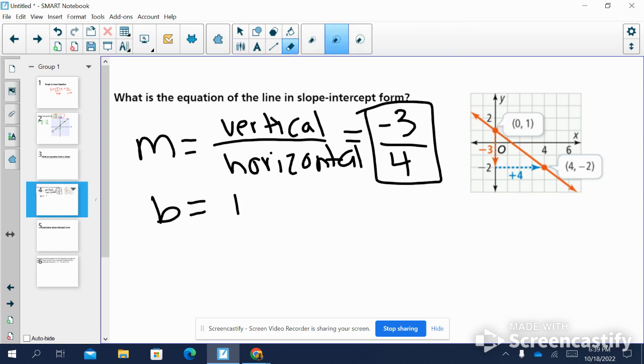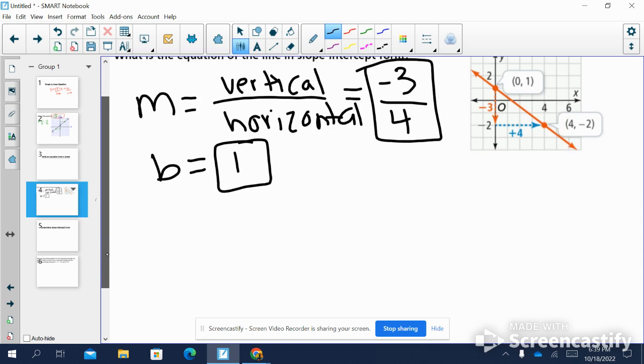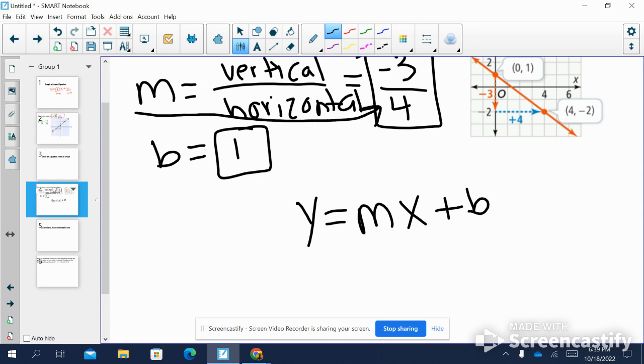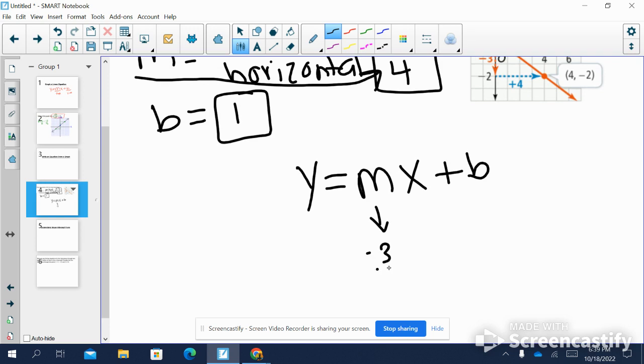Finally, step 3 is to take the slope that we found and the y-intercept that we found and plug it into the equation. The equation of a line in slope-intercept form is y equals mx plus b. I found my m. It's -3 over 4, so I'm going to replace the m with -3 over 4. And I found my b. It's a positive 1, so I'm going to replace my b with a positive 1. I'll use a plus 1.